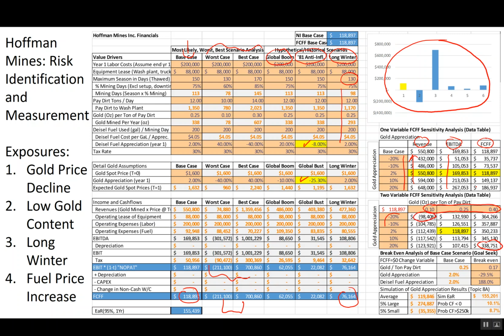And then we did some break-even analysis. The break-even is we found that we need at least 0.17 ounces of gold. And that's why we want to do those core samples, right?